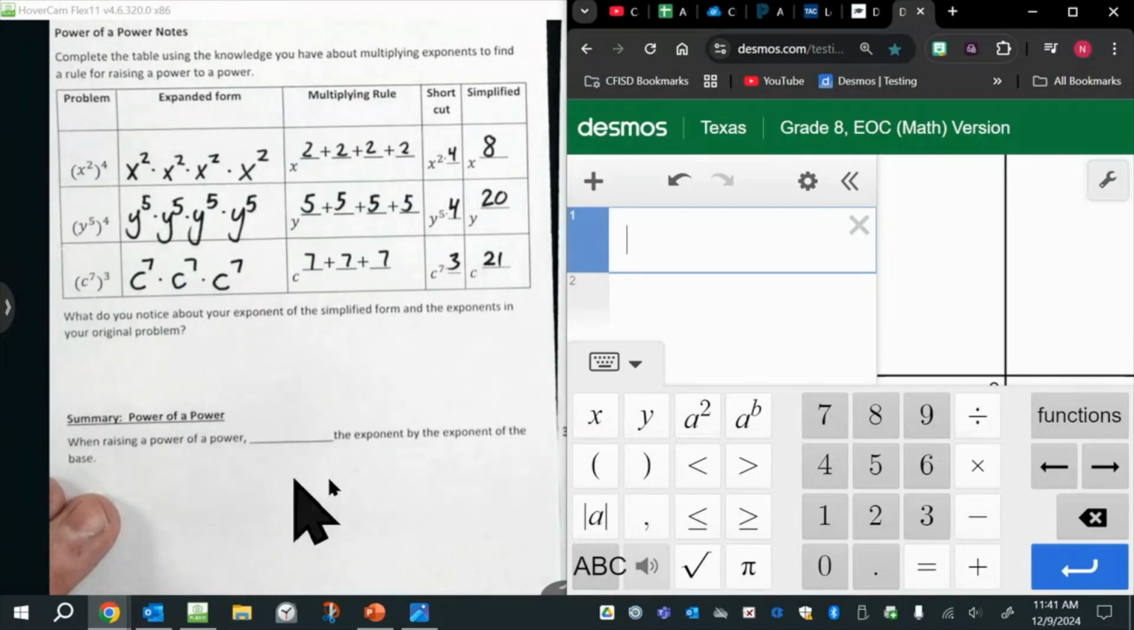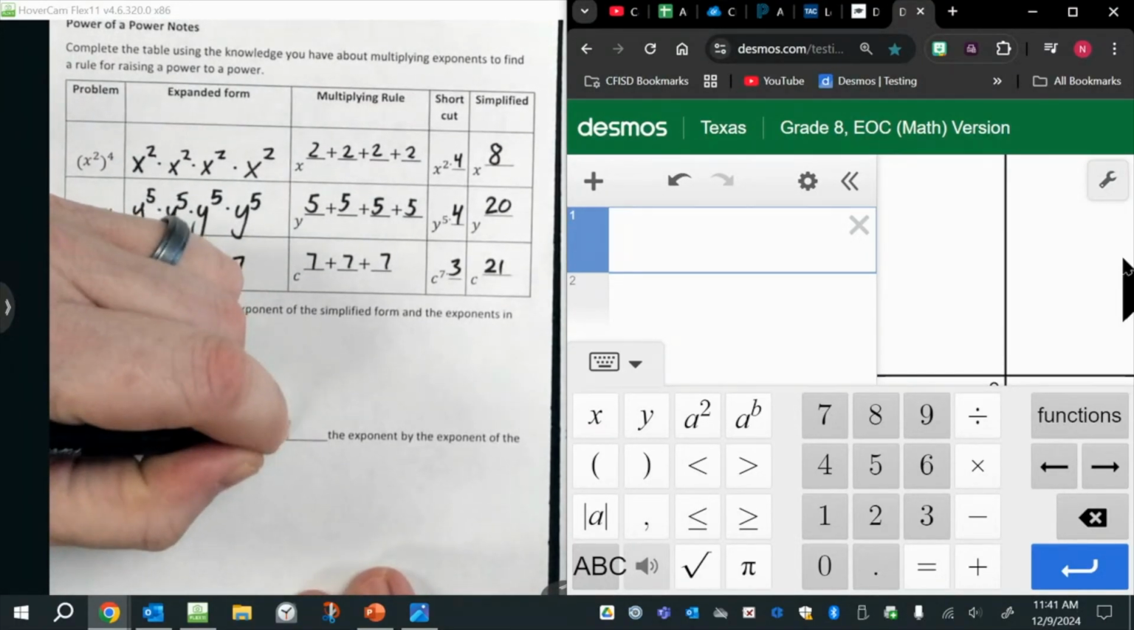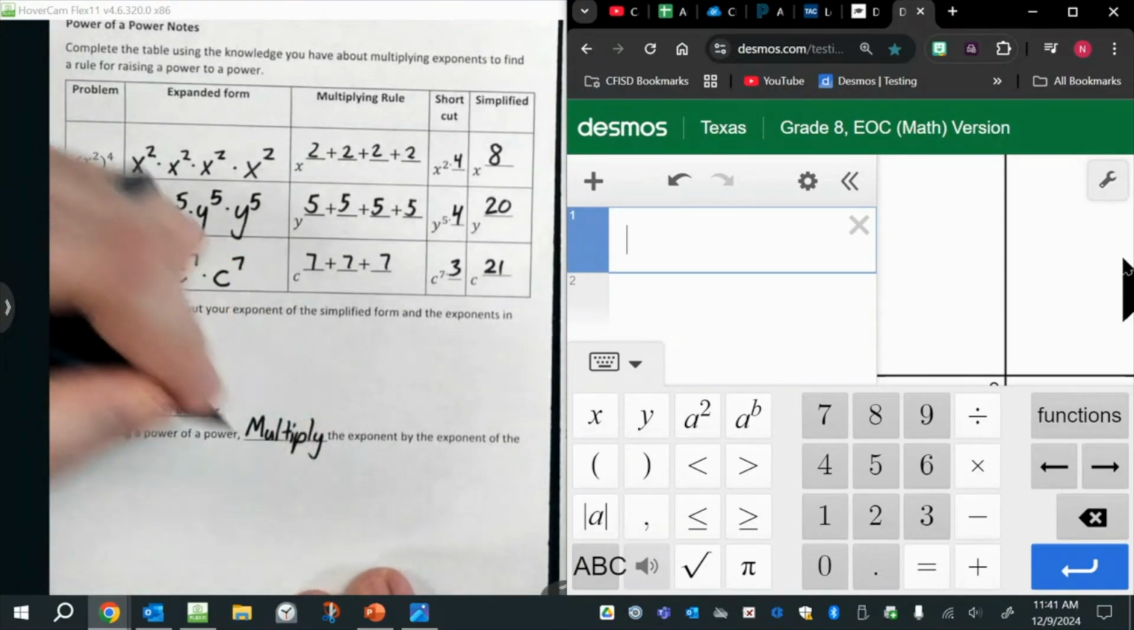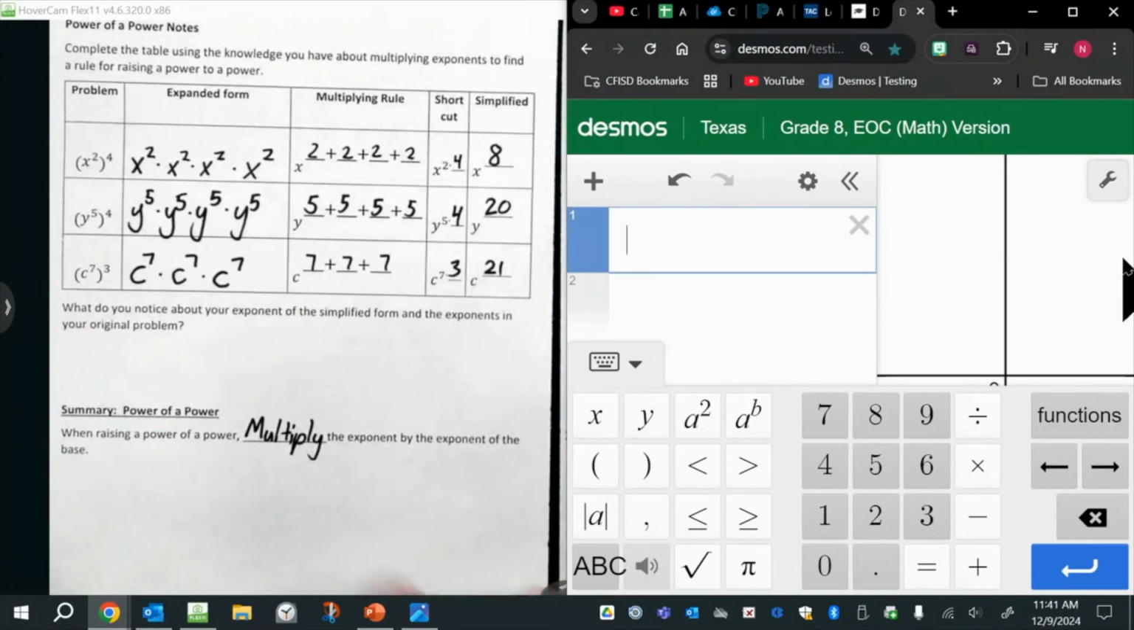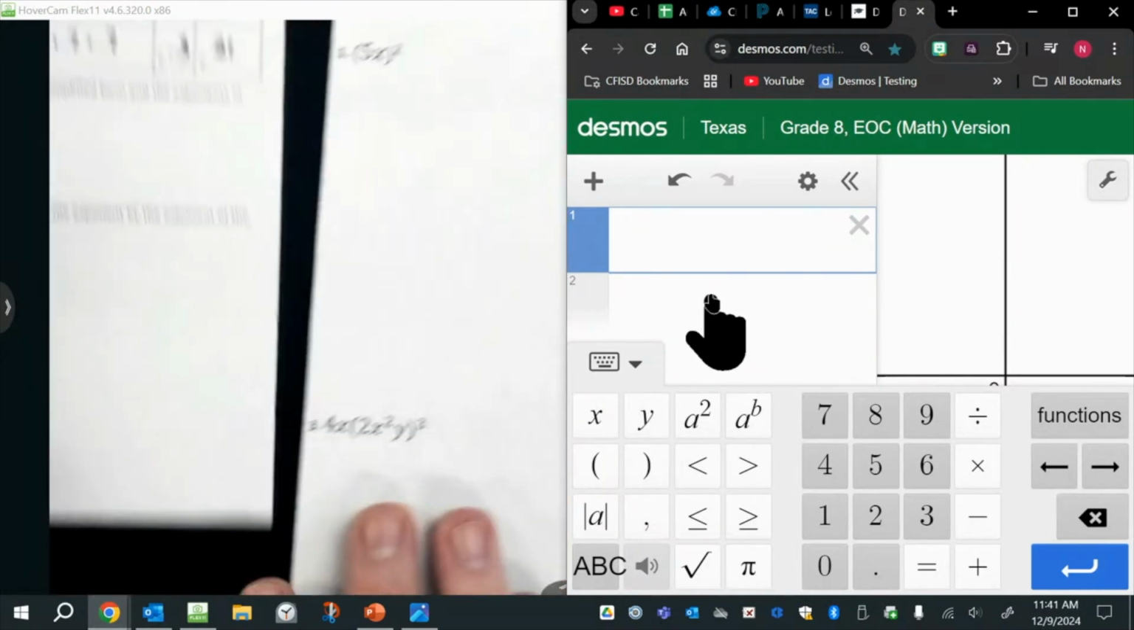So what's happening here? Well, when we're raising a power to another power, all we're going to do is multiply. Multiply the exponents. So let's take a look at a couple examples. Here's how we're going to do this, all right?